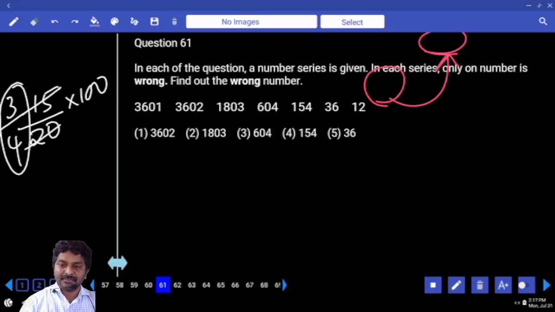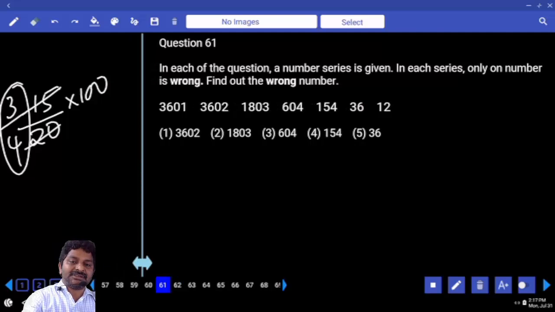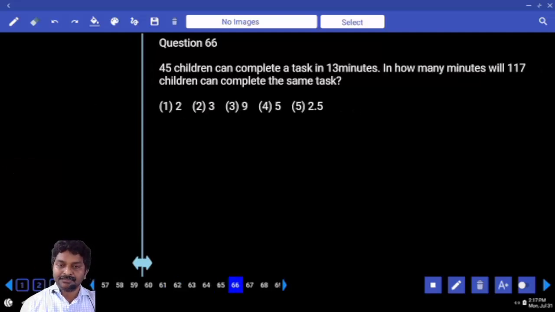75%. Wrong numbers. Can you solve this question in the exam? Hold. Next.